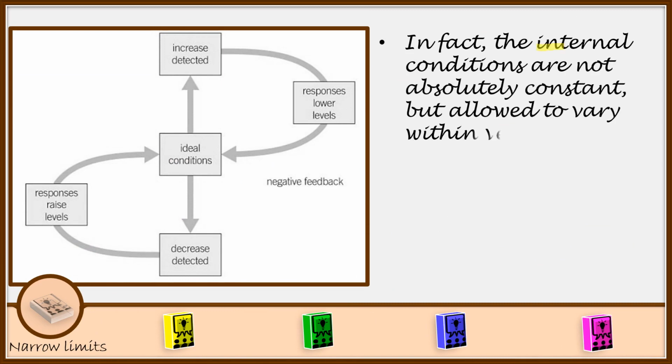In fact, the internal conditions are not absolutely constant, but allowed to vary within a very narrow limit. So we are not saying that the conditions will always remain ideal or the same. They can vary, but they are allowed to vary in a narrow limit, and within that narrow limit there can be a response to bring it back to the ideal condition or to the ideal environment. So it is not that the internal environment is absolutely constant. No, it will vary, but it is allowed to vary within a narrow limit which can be brought back to the normal conditions.